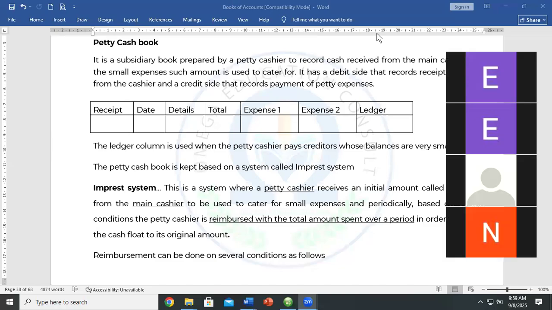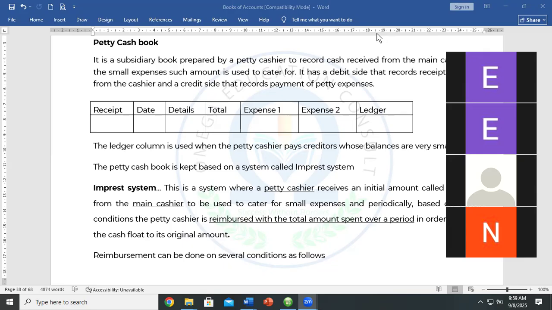So, dear professors, we have been able to discuss 5 of the books of accounts, specifically the day books, i.e. the sales day book, purchase day book, return inwards day book, return outwards day book, and the cash book. We need to deal with the petty cash book, and we would have the general journal to finalize our discussion. So there you have the petty cash book.